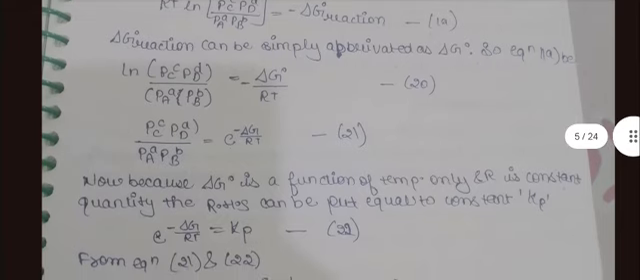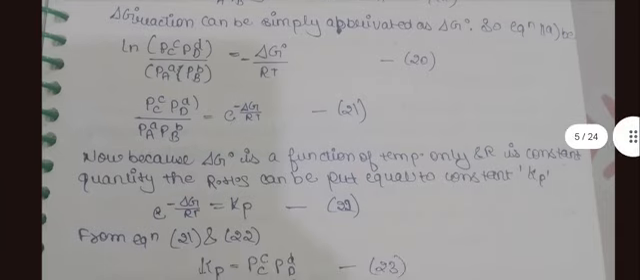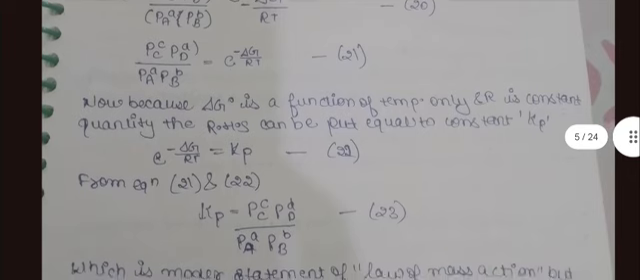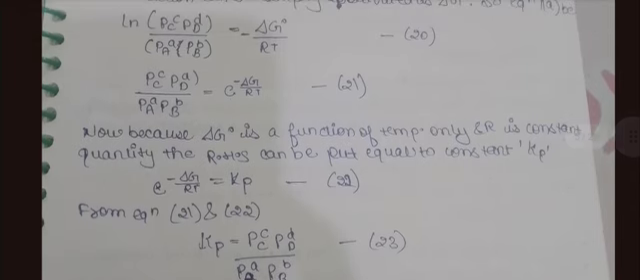Del G naught reaction can be simply abbreviated as del G naught. So equation 19b: ln Pc raised to power c, Pd raised to power d, by Pa raised to power a, Pb raised to power b, is equal to minus del G naught by RT. Pc raised to power c, Pd raised to power d, by Pa raised to power a, Pb raised to power b, is equal to e raised to power minus del G naught by RT.